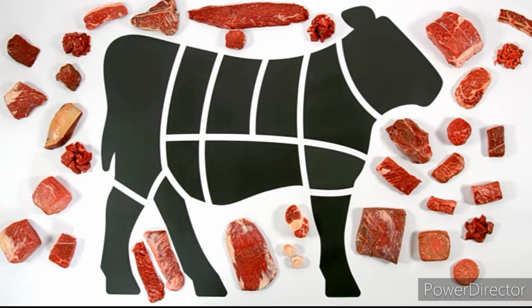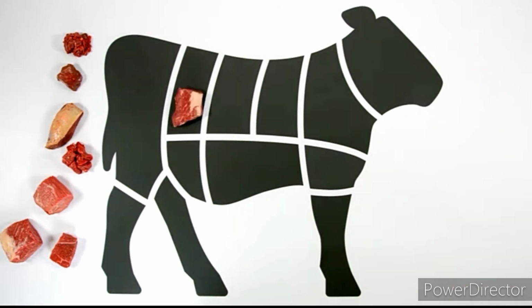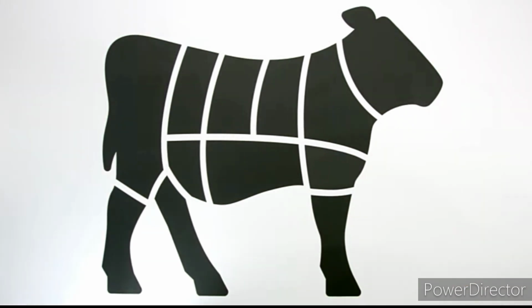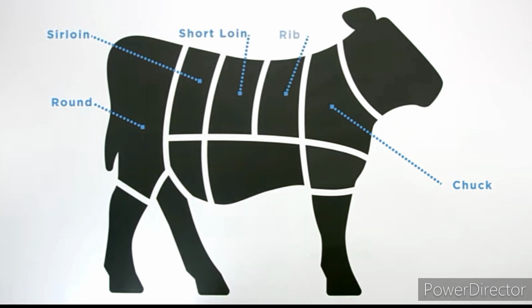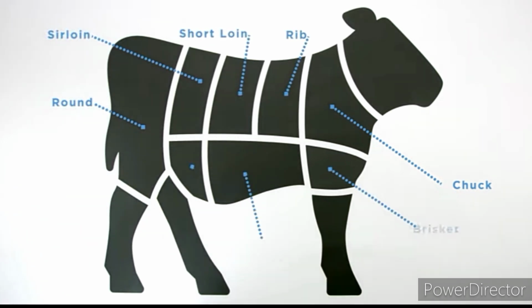Starting with the map of the whole animal on your screen. At either end we have the two largest primal chunks, chuck and round. In the middle we have the sirloin, short loin and rib. And moving underneath we have brisket, plate and flank, and of course the leg, or shank.